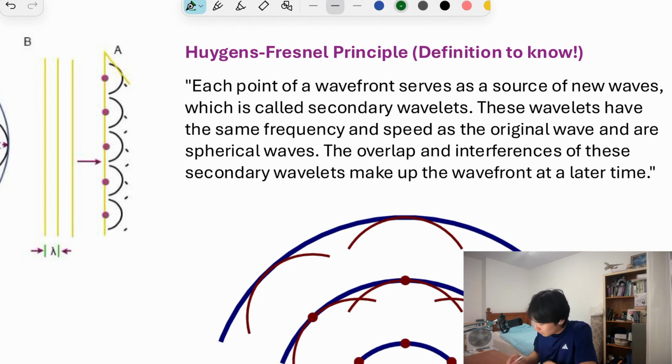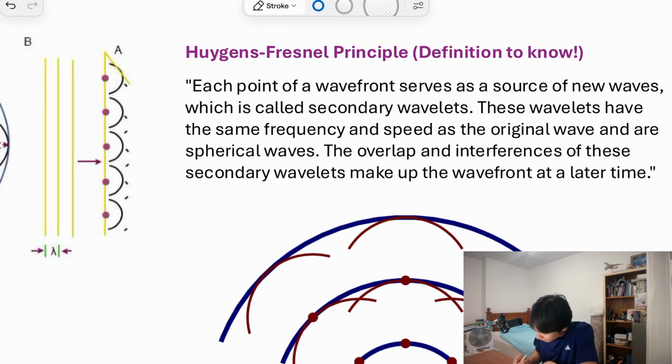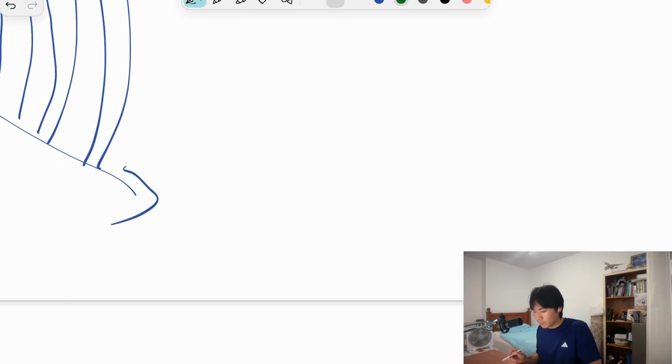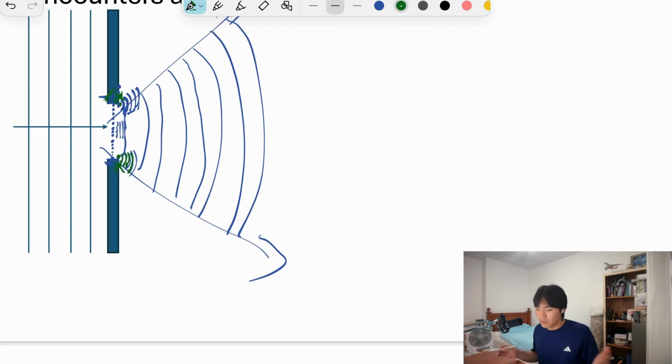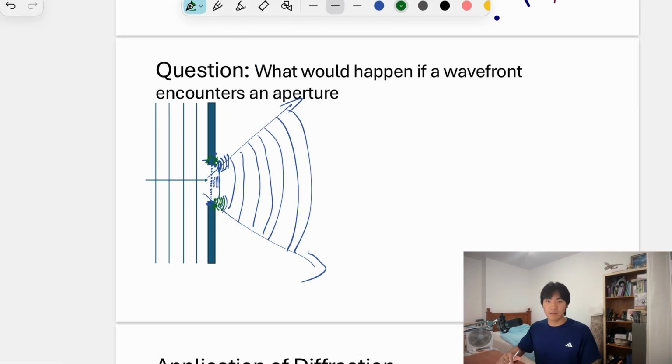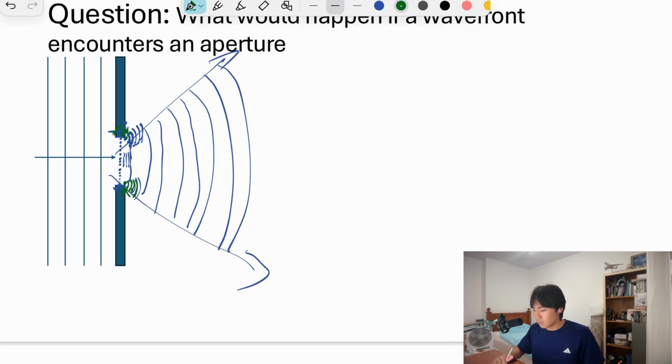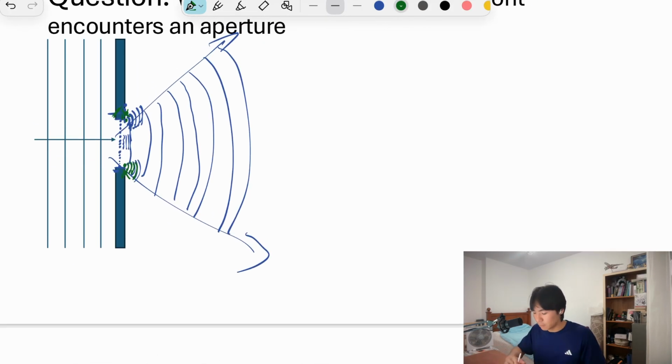Where does it say? Serves as a source of new waves, and these have the same frequency as the original waves and are spherical, right? Each of the points here is spherical, and they interfere eventually to create a straight line, or some other shape. But here they are obstructed, so they cannot create their original shape. That's why they look spherical.